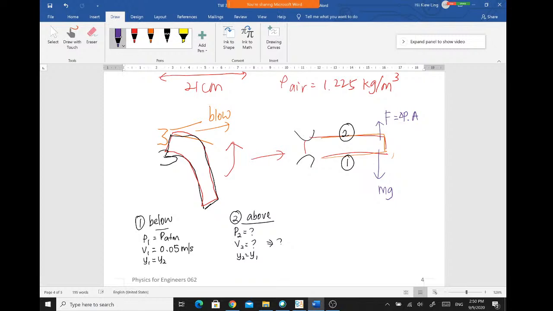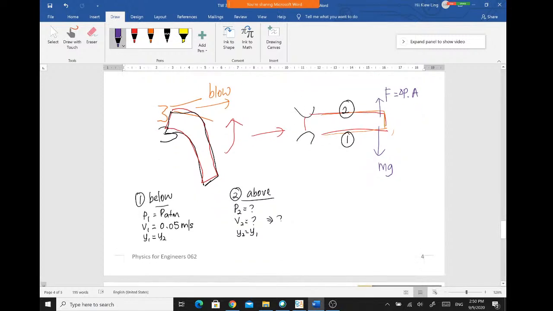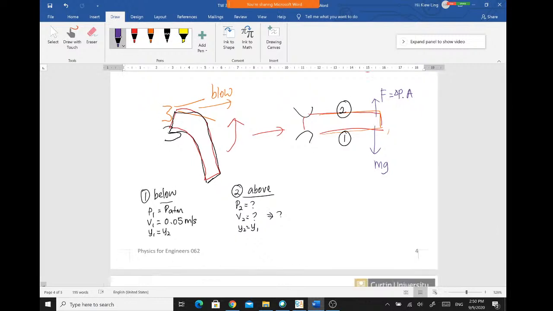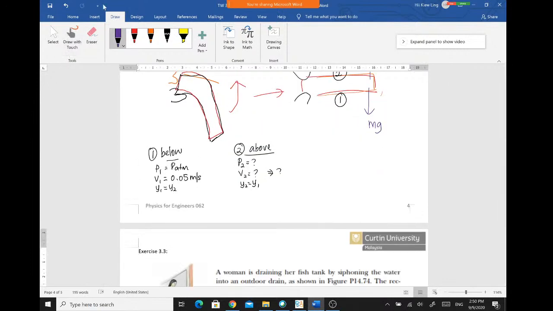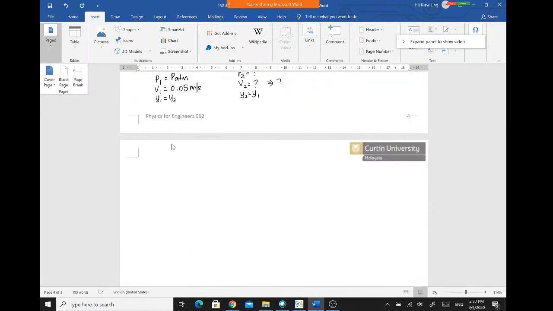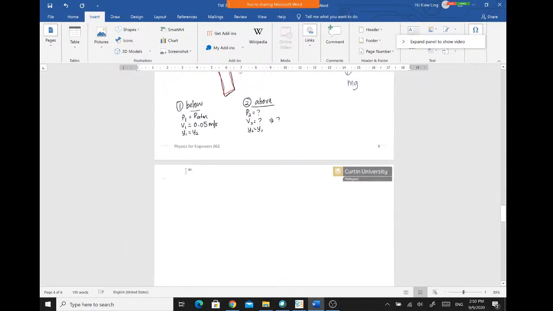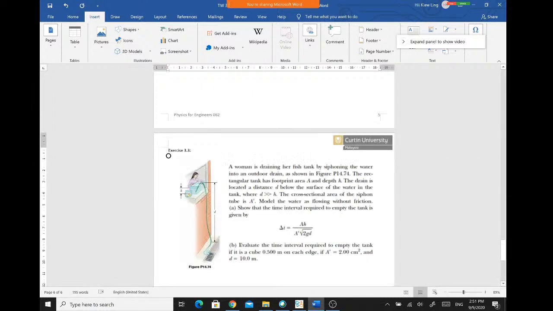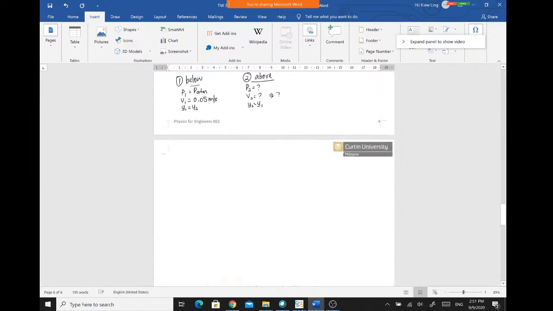So now we would like to find what is, okay, find first the force, then from there we can find the change in pressure, and from the change in pressure we can determine the velocity. So find the force first: change in pressure times area equals to mg.